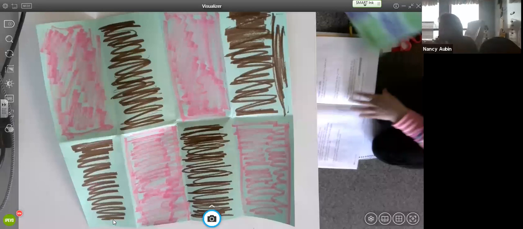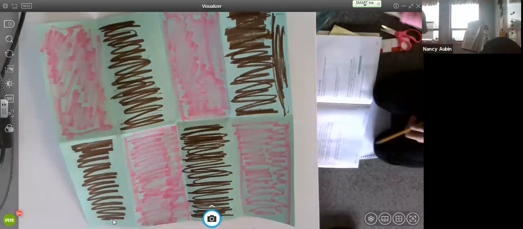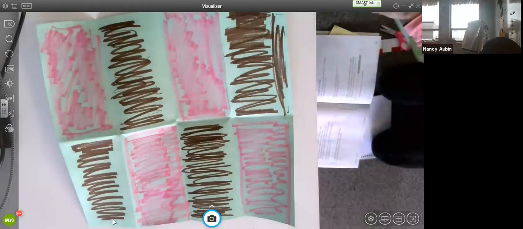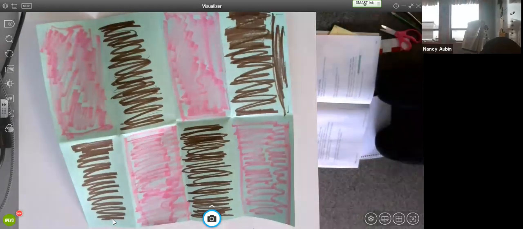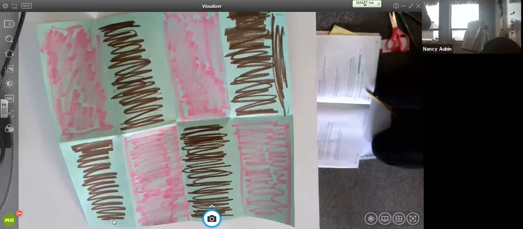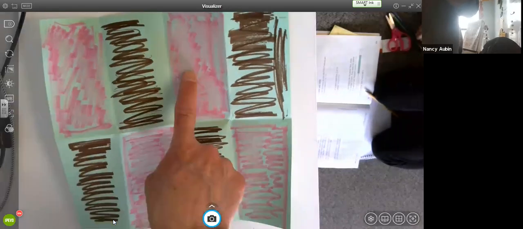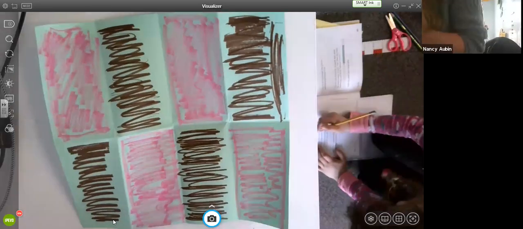What fraction of our rectangle, if I look at mine, mine is pink, right? You pick whichever color you have. What fraction of that rectangle is pink? Raise your hand if you can tell me. Lennox, what do you think? Is only 1 out of 4 pink? Let's count them. 1, 2, 3, 4. So I have 4/8 are pink.